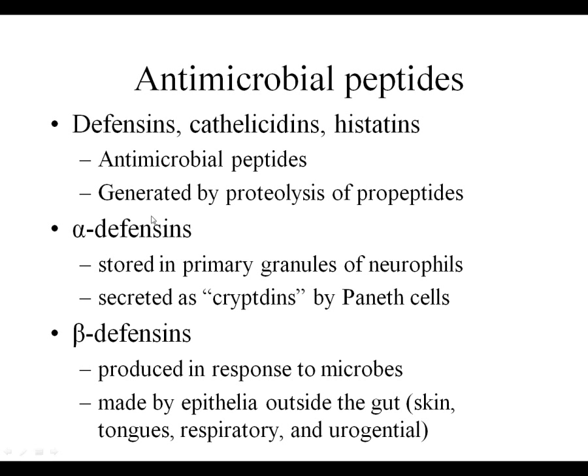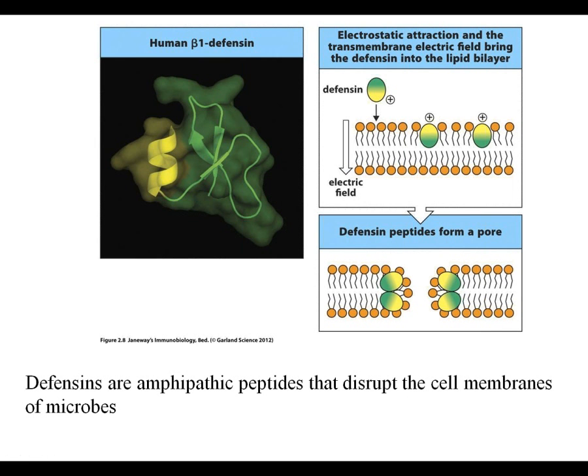So one of them is called alpha defensin. It's stored in the primary granules of neutrophils. There's one called cryptdin that is secreted by Paneth cells in the gut, but it's all alpha defensins. There's beta defensins that are not constitutively expressed, but are produced in response to microbes. It's made by the epithelium of the gut, skin, tongue, respiratory, and urogenital tracts. Figure 2.8 actually goes into a little bit more detail about the beta defensins.